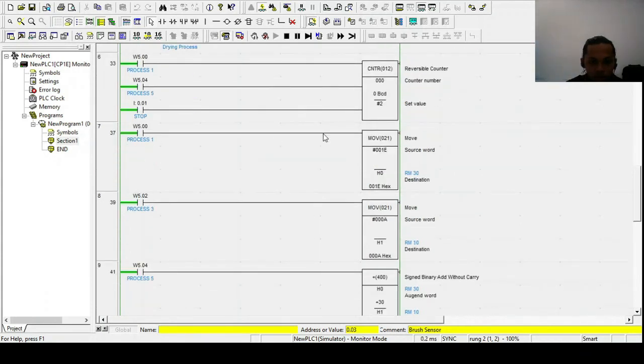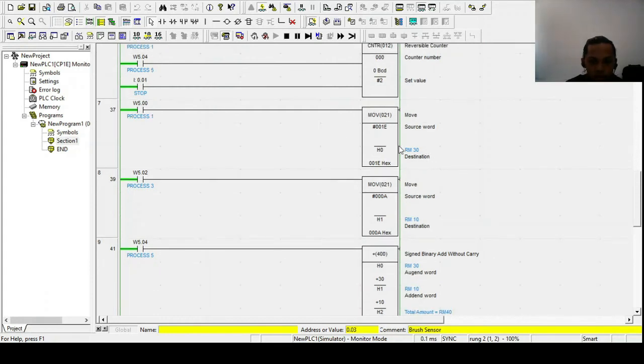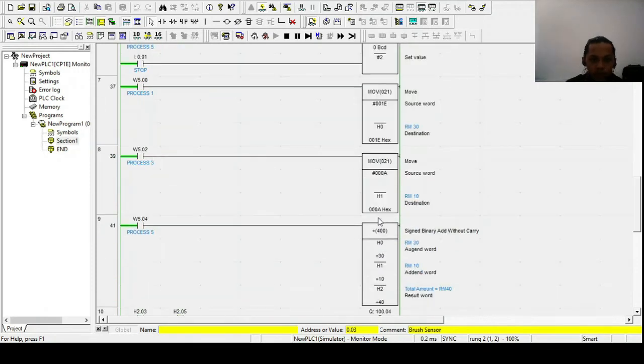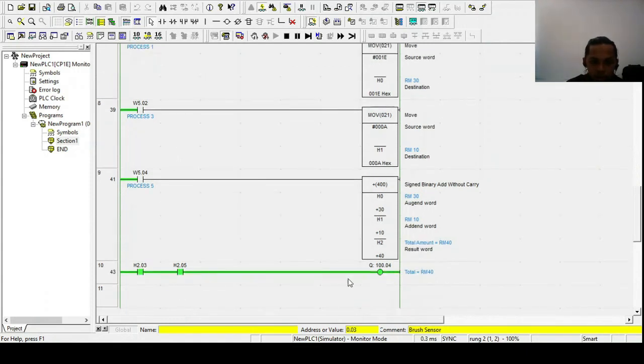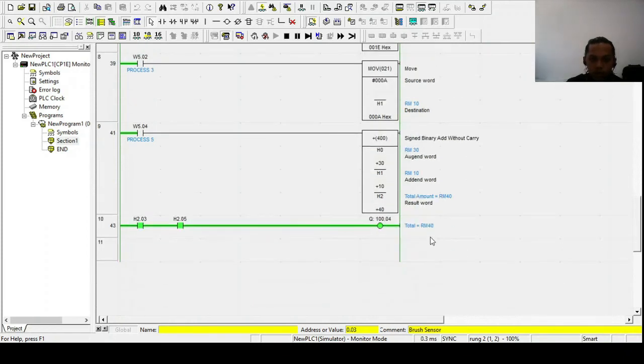So during process 1, it tells the driver to pay about 30 ringgit for the washing, and process 3 indicates the sensor detects before the drying process. It tells the customer to pay about 10 ringgit for the drying process, and then this LED display tells the customer about 40 ringgit for the total amount for using the car wash. Okay.